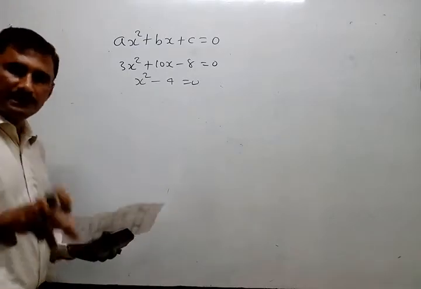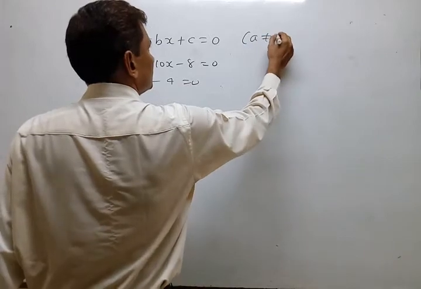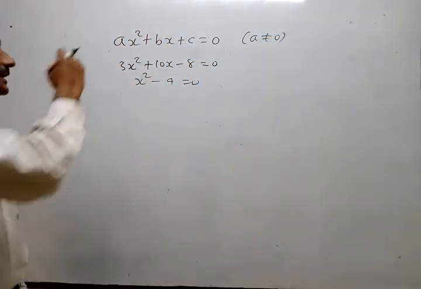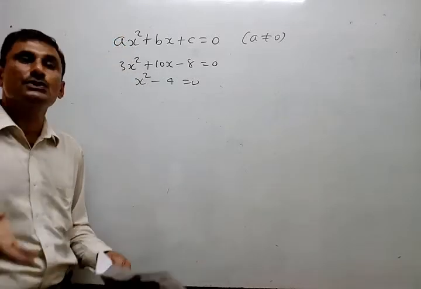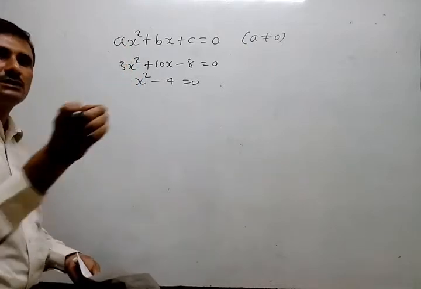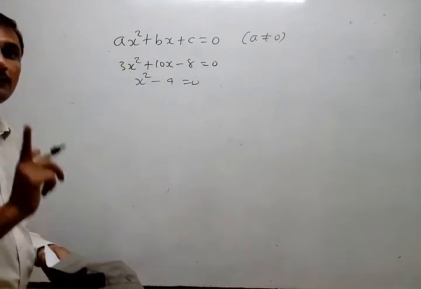So B and C can be 0, but A never 0. Okay? A should not be 0. B or C can be 0. Understand? If A is 0, then obviously it is not quadratic equation. Okay? So x square or y square terms should be there. So B and C can be 0, but A never.